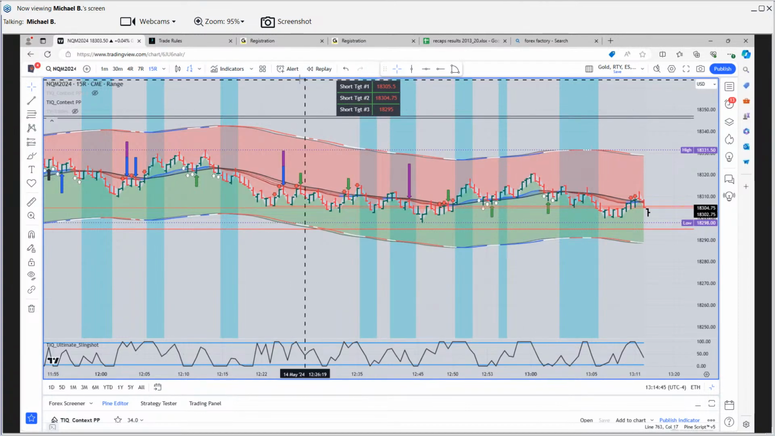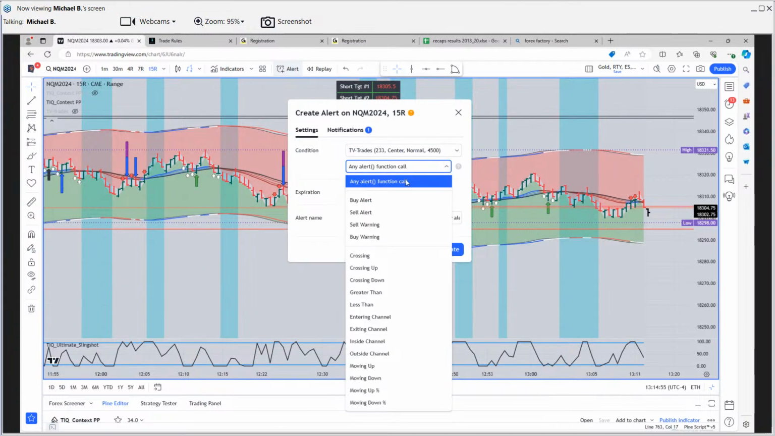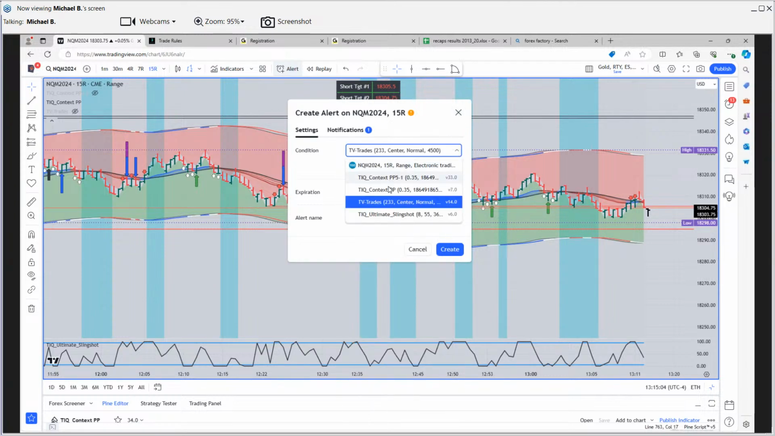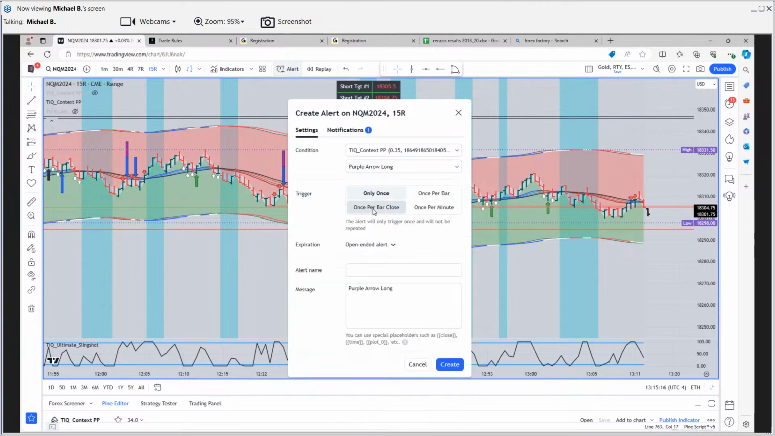To put an alert on, all you have to do is go up here and hit alert, right? And then when you come in here, choose what you're giving an alert to, TV trades. Then choose the alert that you want to give, a buy alert, sell alert. No, I'm sorry, not TV trades. I don't want to do it on TV trades. You want to do Context PP. Context PP, then the purple, green, or blue arrow, long or short, whatever alert you want to do. Like if I want to do a purple arrow long, then I do that. You want to do once on bar close.